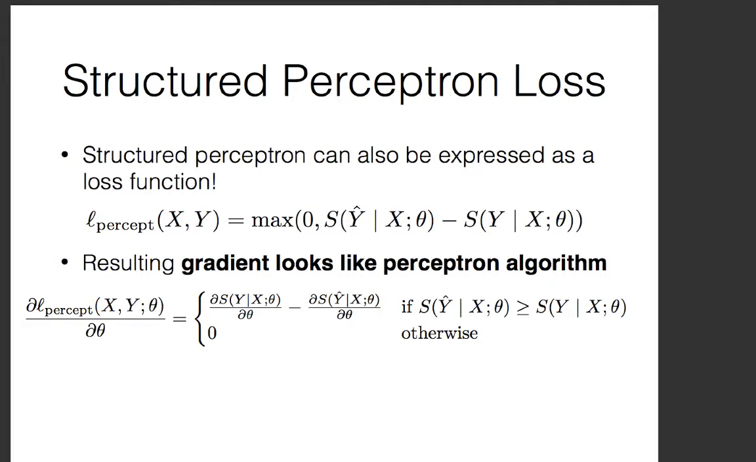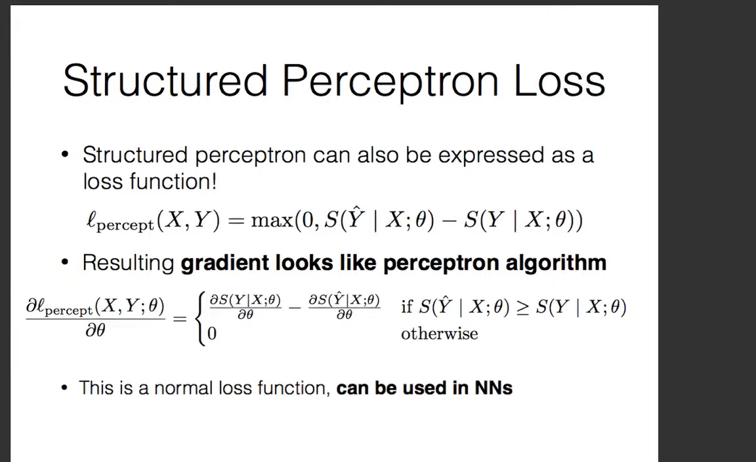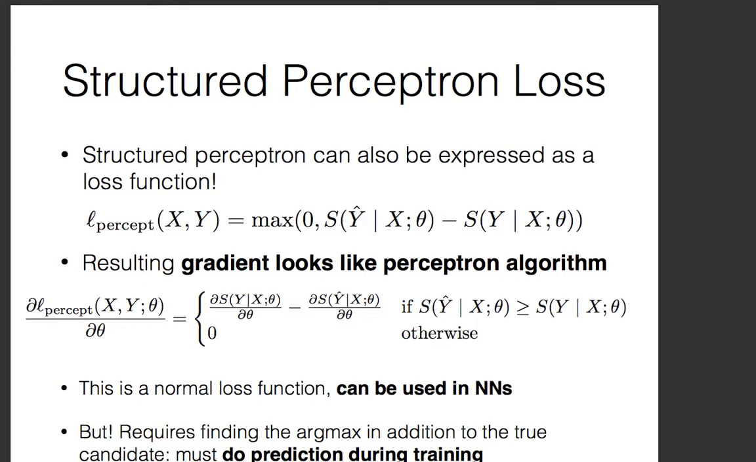The gradient of this function looks like the perceptron algorithm. I just wanted to mention that also. And this is a normal loss function. We can just plug it into any neural network model. One caveat is that you do need to take the argmax in addition to calculating the score of the true candidate. So this is definitely slower. It's at least 2 times slower than just training normally with maximum likelihood estimation, and often more than 2 times slower. That's one thing you should be aware of.